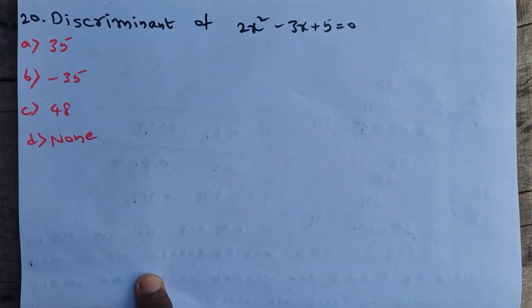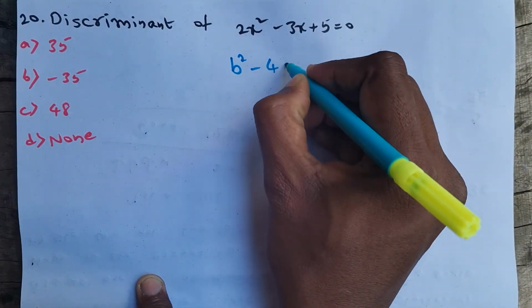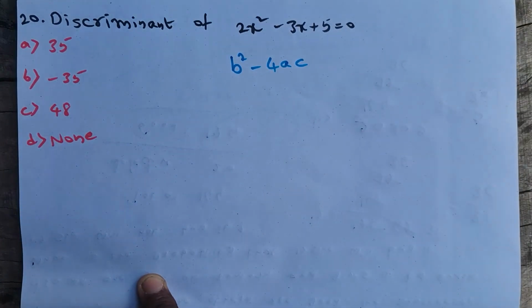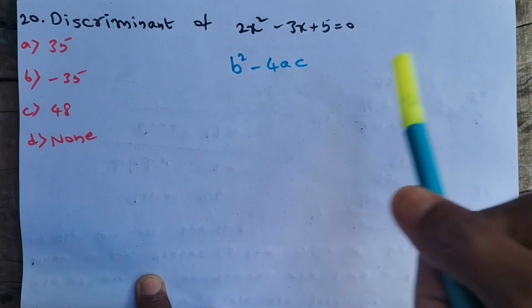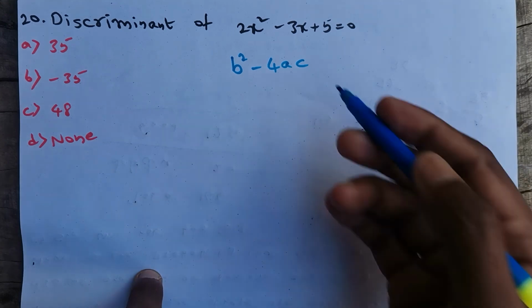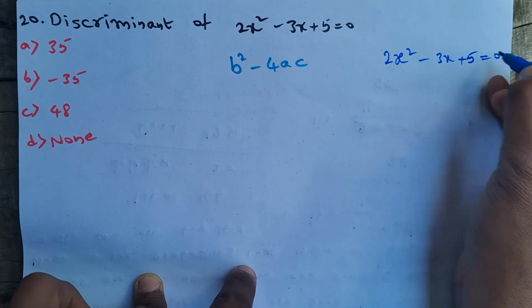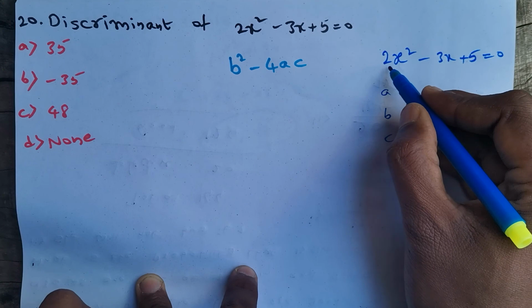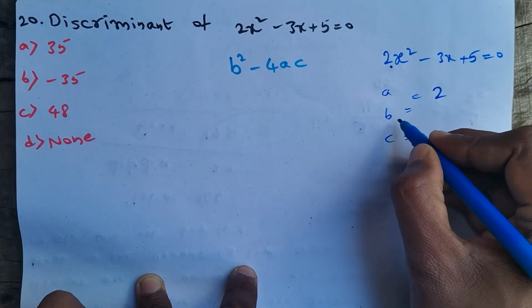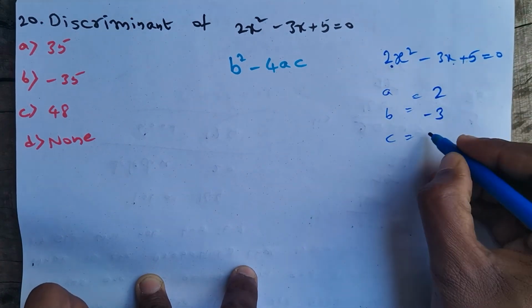Question number 20. Discriminant of 2x square minus 3x plus 5 is equals to 0. So discriminant formula is b square minus 4ac. To find out the nature of the roots also the same formula. To find out the discriminant also the same formula, b square minus 4ac. Okay, now first the given equation is 2x square minus 3x plus 5 is equals to 0. Let us write the a, b, c values. X square coefficient is a, so 2. X coefficient is b. Here before x is minus 3, so b value is minus 3. C is the constant, it is 5.